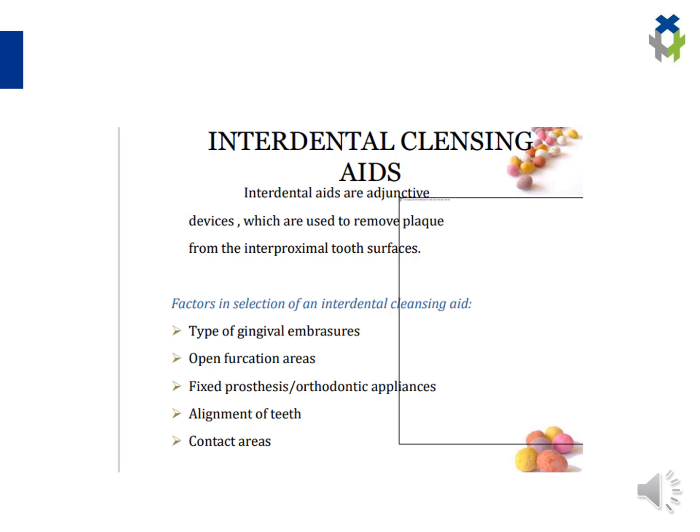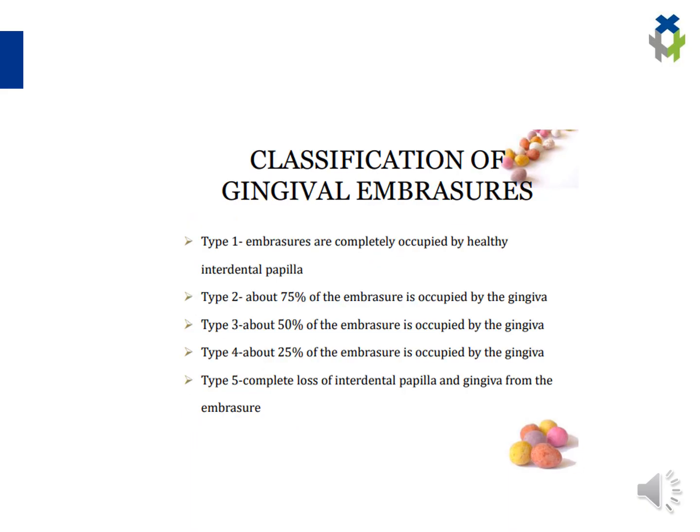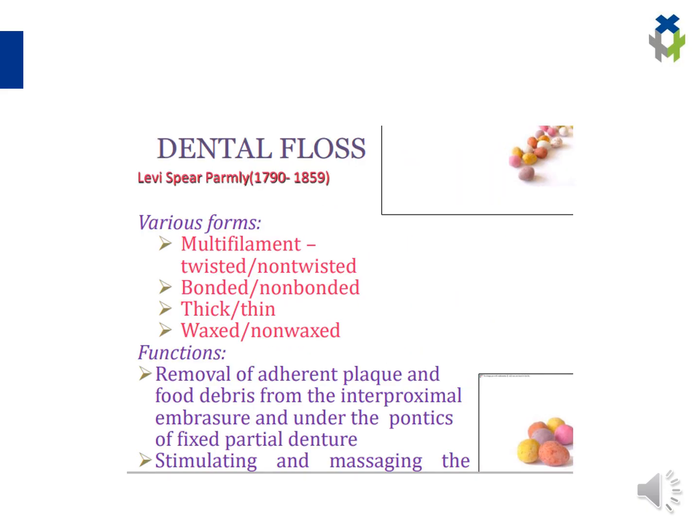The interdental cleaning aids are used for gingival embrasures, open furcation areas, and for fixed and orthodontic appliances. The embrasures are classified into type 1, healthy; type 2, where 75% of the embrasure is occupied by the gingiva; type 3, 50% of the embrasure is occupied by the gingiva; type 4, 25% of the embrasure is occupied by the gingiva; type 5, complete loss of interdental papilla.